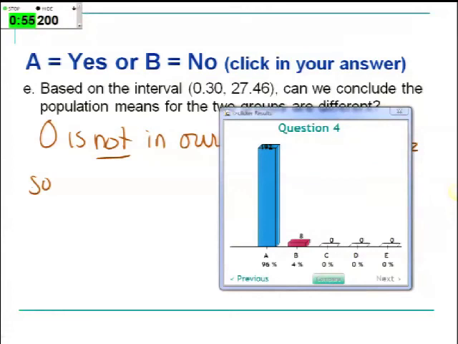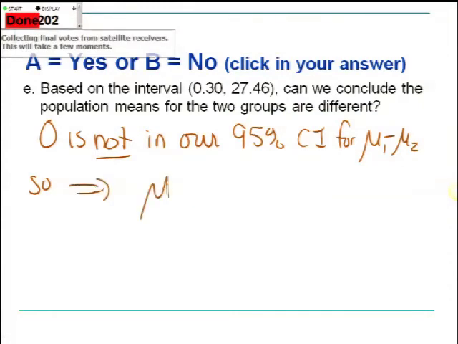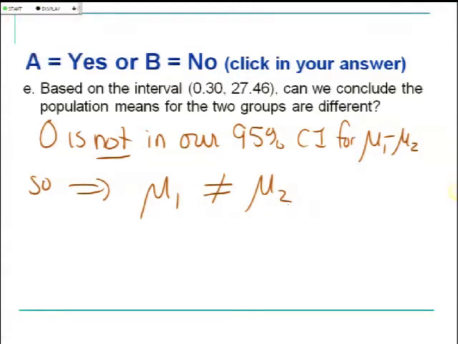Most of you are correctly selecting yes. If zero's not in your interval, zero's not reasonable. If zero's not reasonable, we would say that mu1 does not seem to be equal to mu2 because their difference does not seem to be equal to zero. If zero's not in the interval, I would not accept zero as a reasonable value for the difference. So there does seem to be a significant difference. All right, we have done a hypothesis test in some sense there.